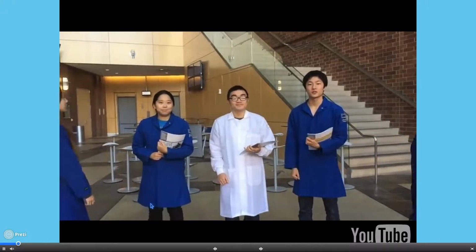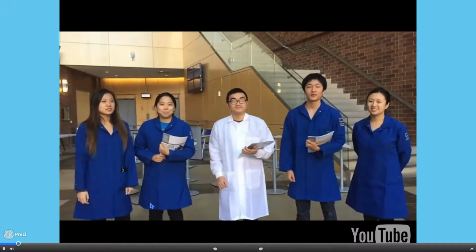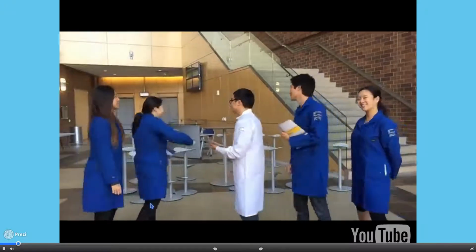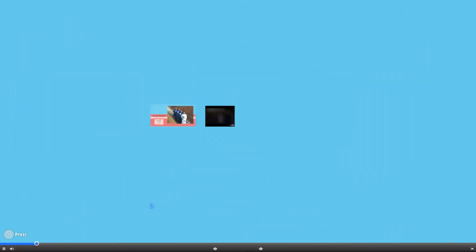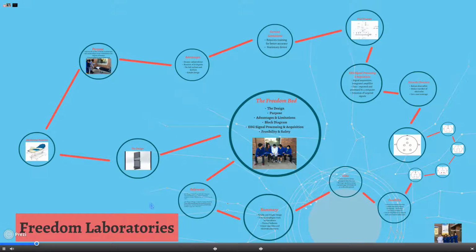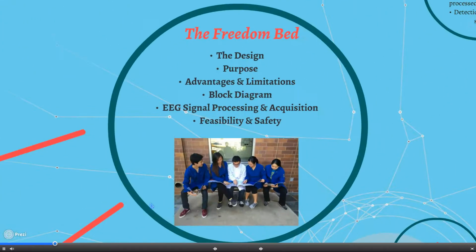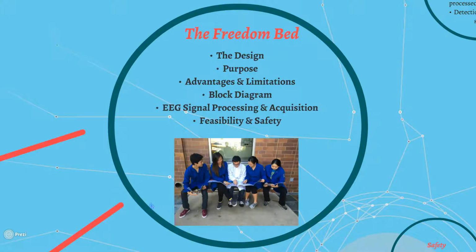Today our team will be introducing our latest device, the Freedom Bed. Let's take a closer look. Today we'll be covering the design, purpose, advantages, limitations, block diagram, EEG signal processing and acquisition, as well as the feasibility and safety of the Freedom Bed.